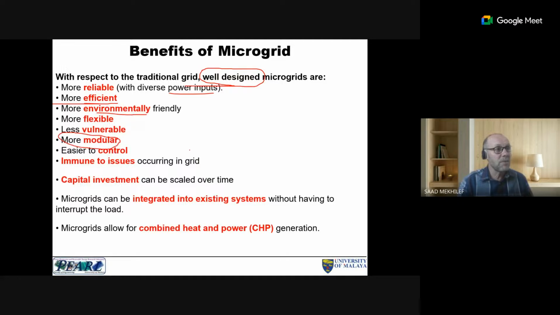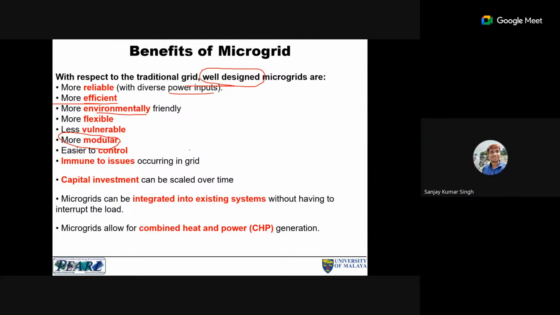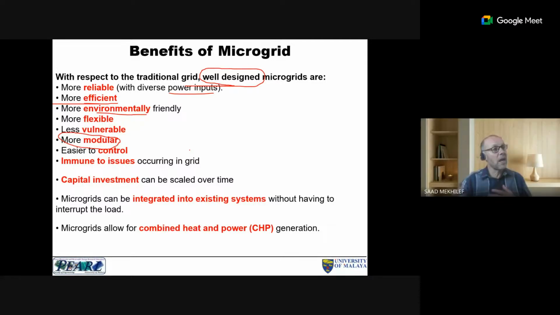What does modular mean? Anyone? Modular means we can increase the size just by adding a similar module. For example, we have a 10 kilowatt, 5 kilowatt photovoltaic system. Suddenly our village gets bigger. We can make it 10, we can get 20, and so on. And also it's easy to control because the local control just controls the energy management within these sources.